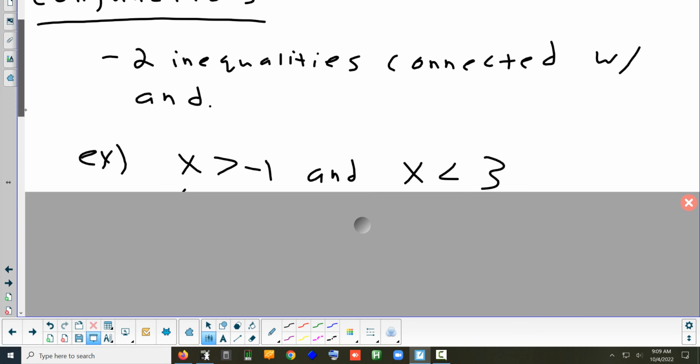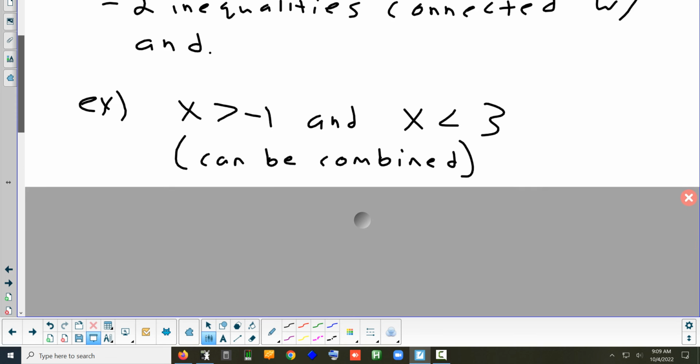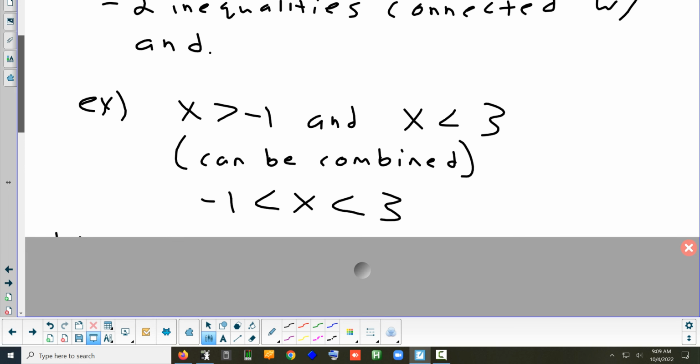Now, when you write 2 inequalities and you connect them with the word and, you can shorten them. And the way you can shorten it looks like that. What you do is put the variable in the middle. You put the smaller number on the left. You put the bigger number on the right. And both inequality symbols point to the smaller number.